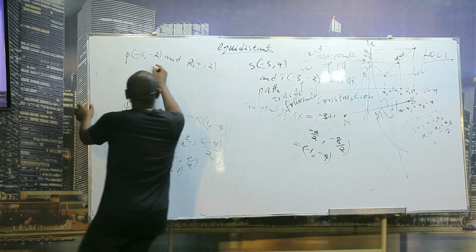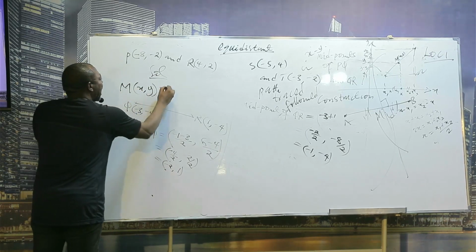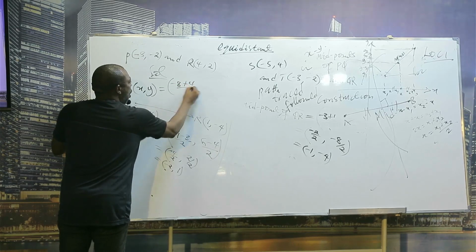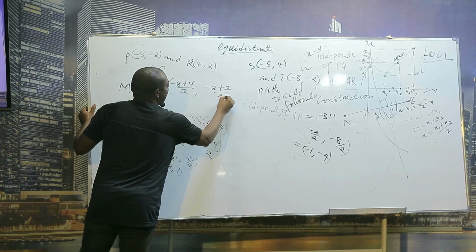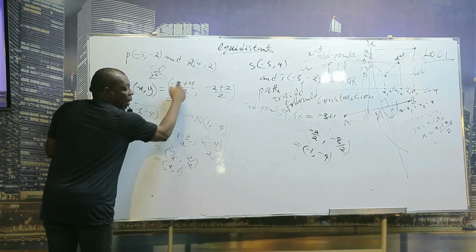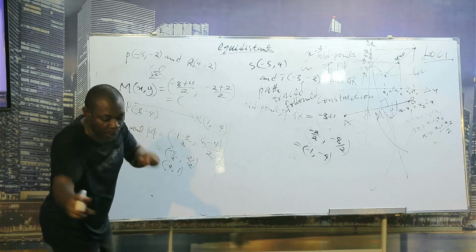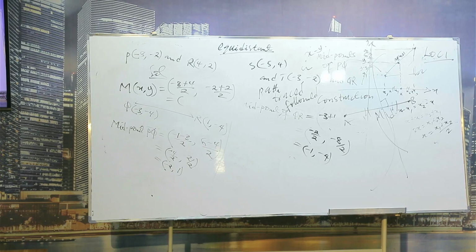Then get the midpoint. X, y is minus 8 plus 4 over 2, and minus 2 plus 2 over 2. Continue now. What is the answer?